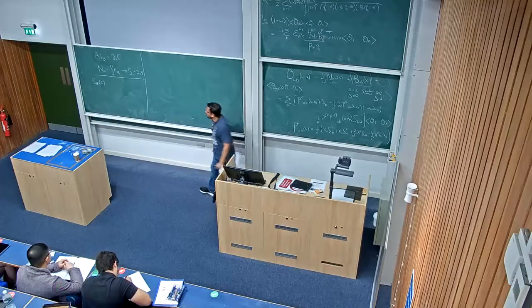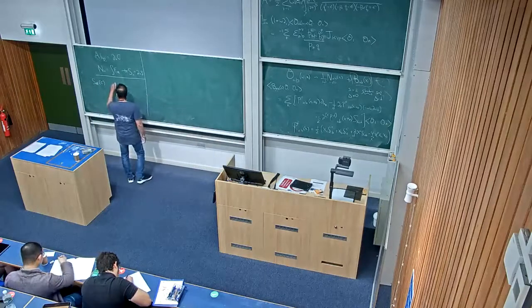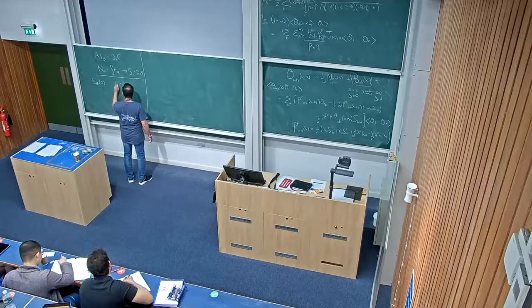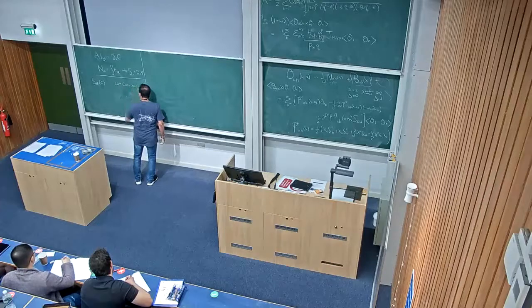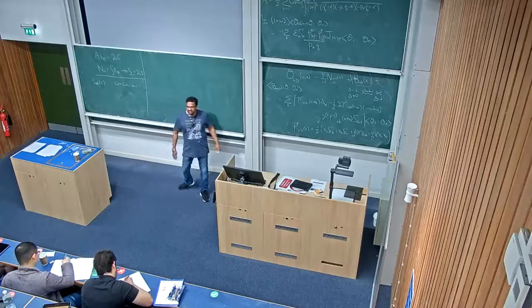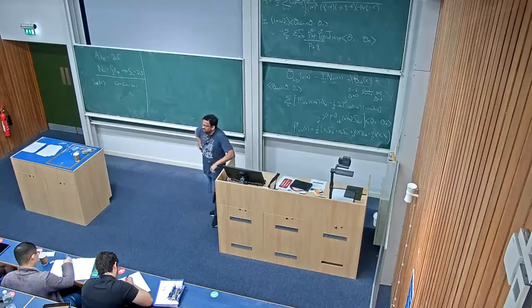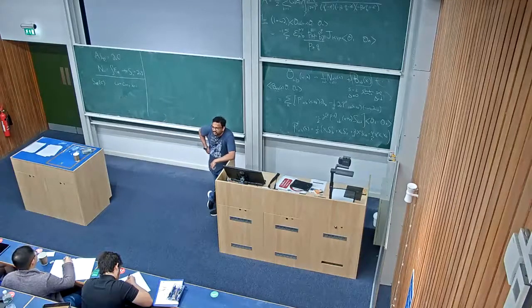Okay, but the action has to be invariant under C of x goes to C of x plus lambda of x. What action can I write down that is invariant under this? Because this is the large gauge symmetries.